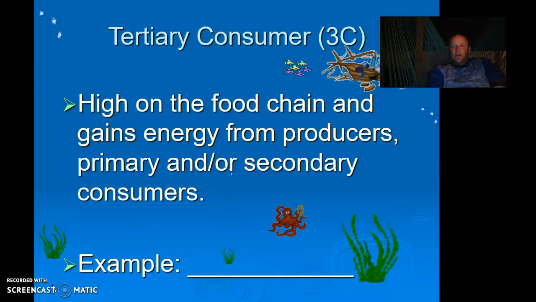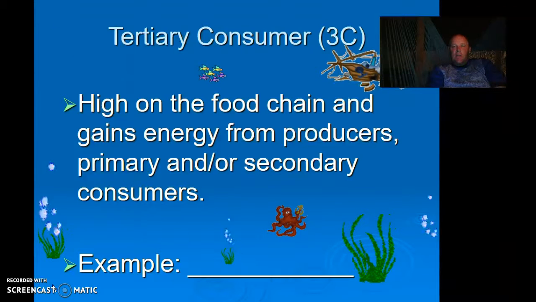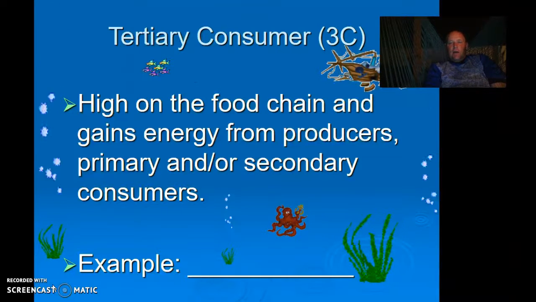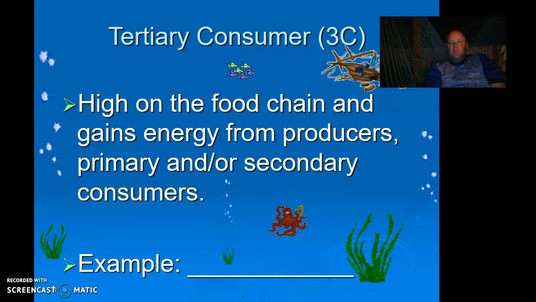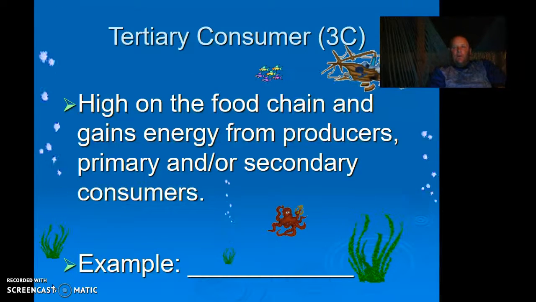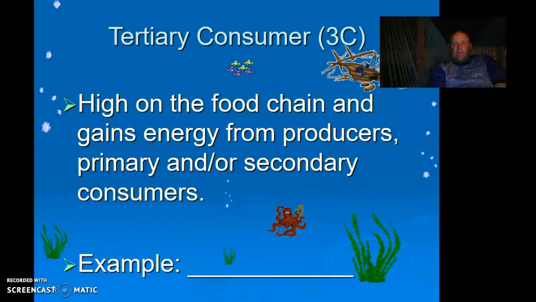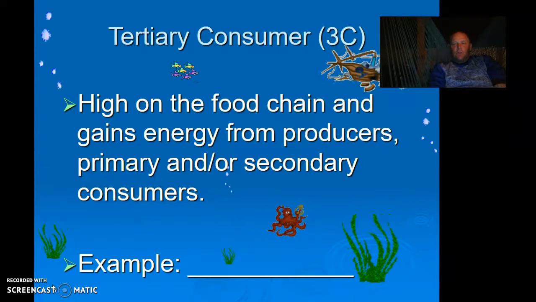Tertiary consumers, highest on the food chain, get their energy from producers, primary or secondary consumers. Now, when we talk about tertiary consumers or third level consumers, if you look to your right or to your left, you will see most likely a very good example of a tertiary consumer.